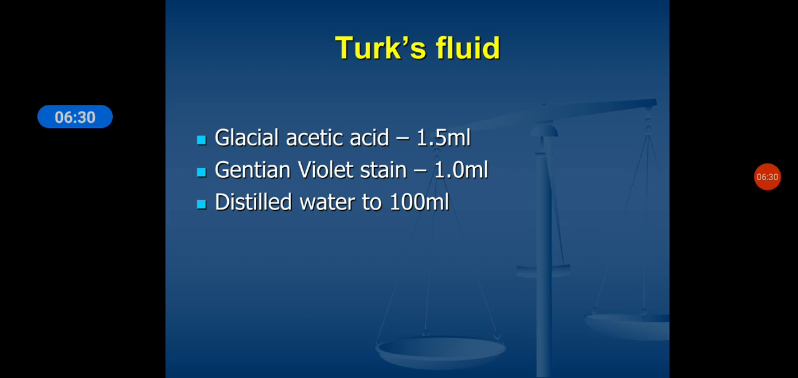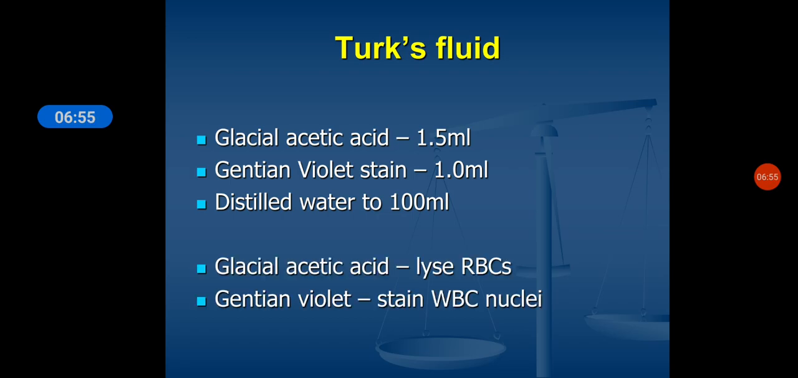What is the use of glacial acetic acid? Remember it like that: it is for lysis of RBCs. Gentian violet is mainly used for staining of the nucleus. Distilled water acts as a medium. What is the proportion? Acetic acid is 1.5 ml, stain is 1 ml and distilled water is 100 ml.